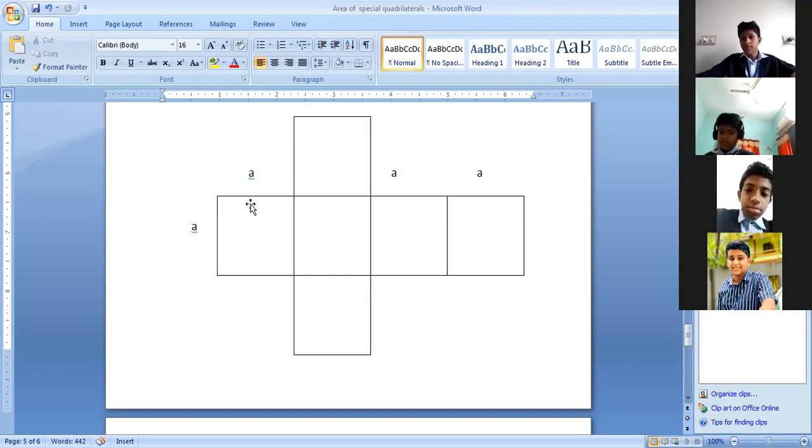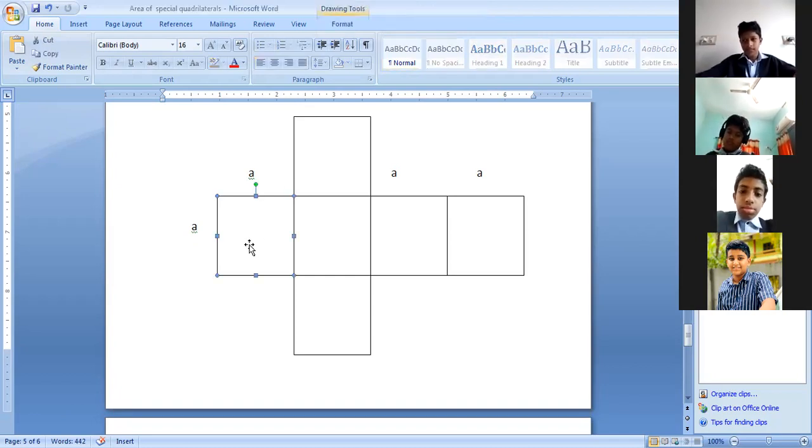So tell me, what is the area of this square? Suppose it is a square of side A. What is the area of that square? A into A. We can say it A square, right? If the side of a square is A, the area of the square will be A into A, that is A square. Clear?